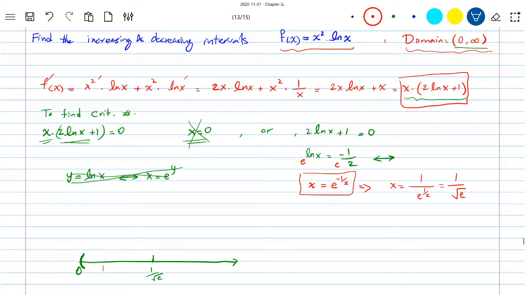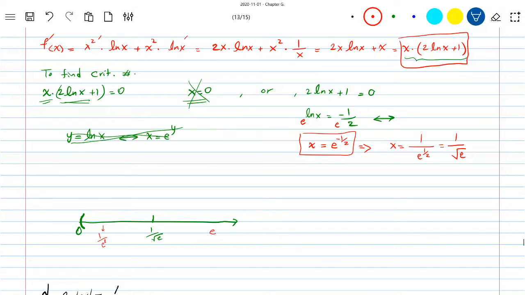So I'm going to pick something very close, small. I'll pick something like 1 over e squared. You can pick a decimal number, use a calculator. At the moment I don't have a calculator, so I'll pick this. And on the right side, I'll pick e. It's bigger than 1 divided by square root of e. And if you replace these into the derivative, here's the derivative function.